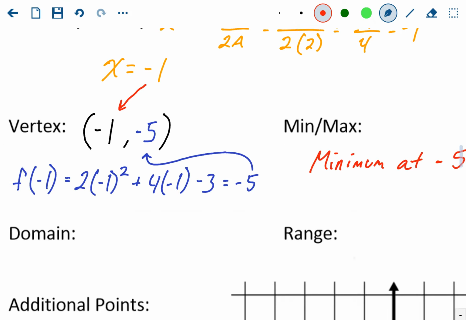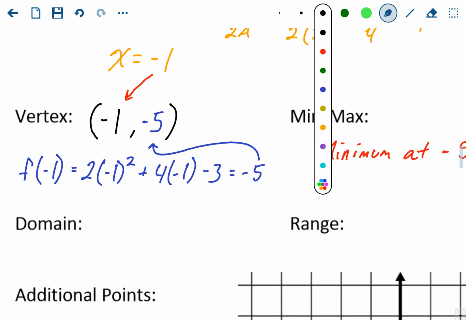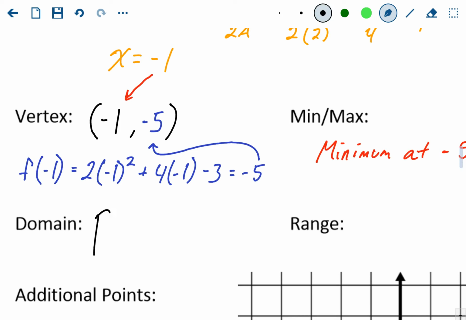Domain and range. Domain of every quadratic is going to be all real numbers. So you could write it as fancy R, or if you want to write it as an interval, it'd be from negative infinity to infinity.